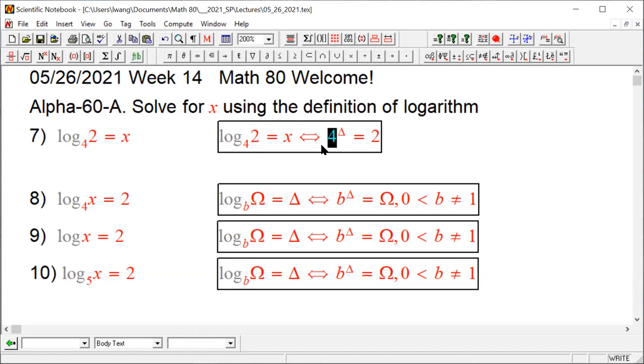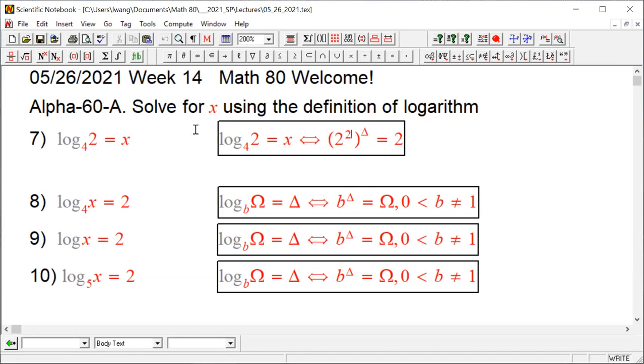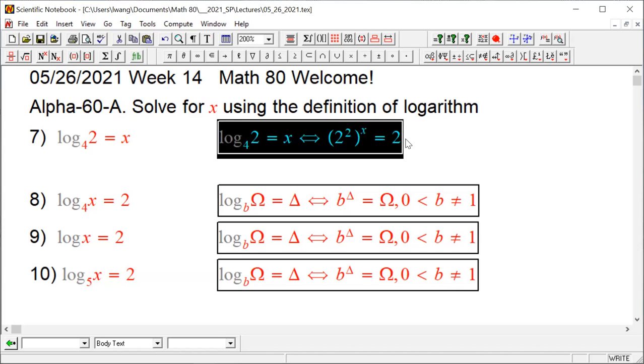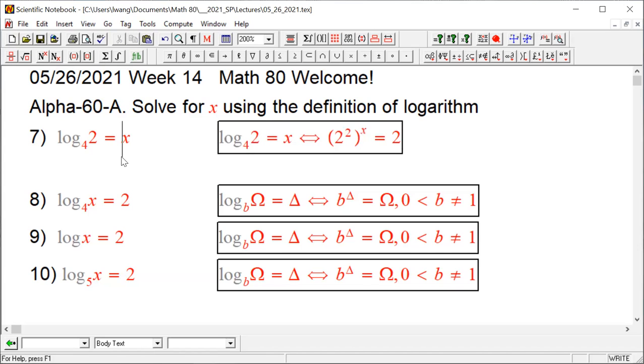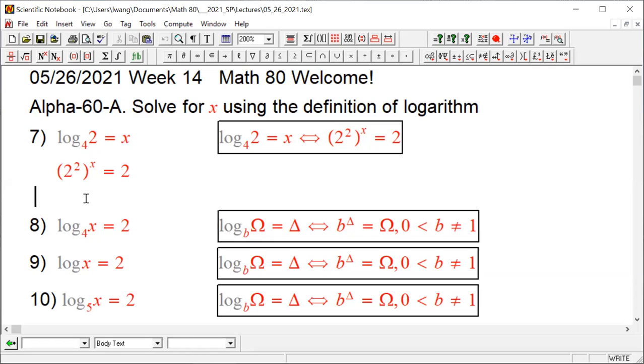4 and 2 have a relationship, isn't it? 4 is 2 squared. Oh, this is x. I'm sorry, I forgot to change that. So we have 2 to the power of 2 and then x. On the next step, this becomes 2 to the power of 2x. You multiply these two exponents. So 2x, and that equals 2.